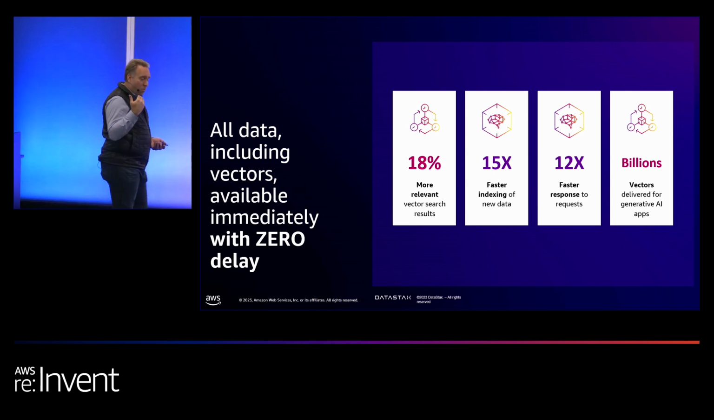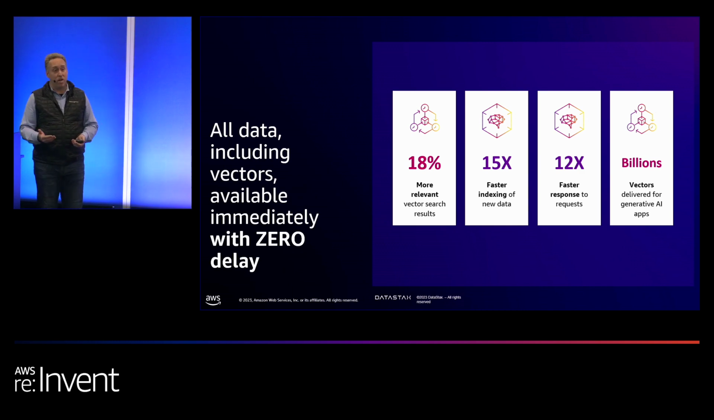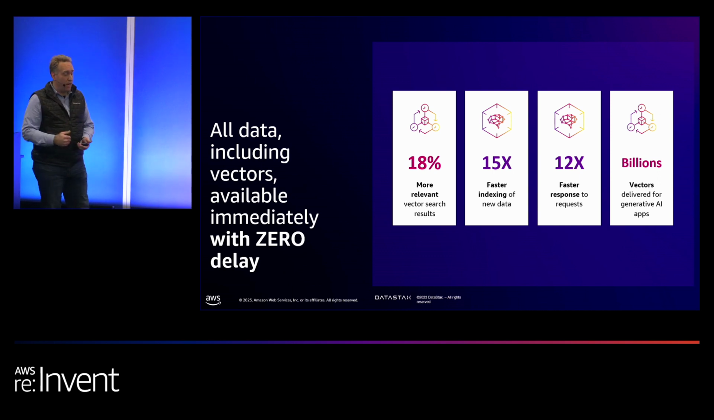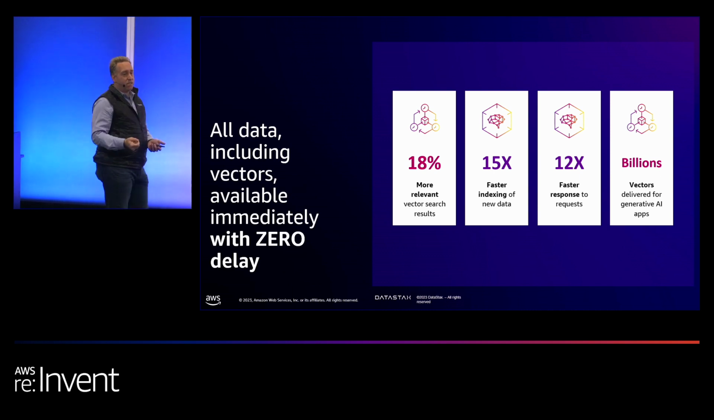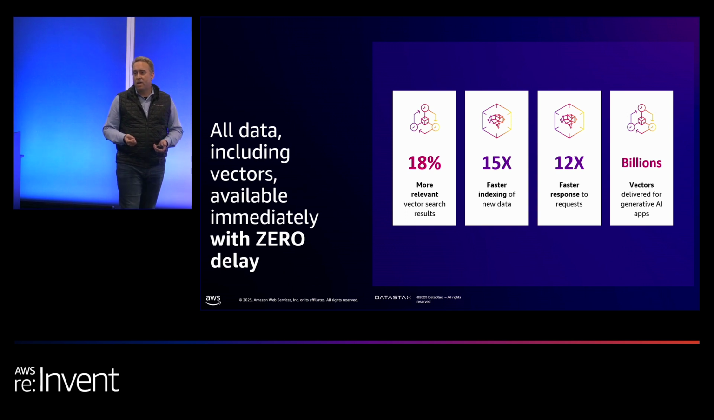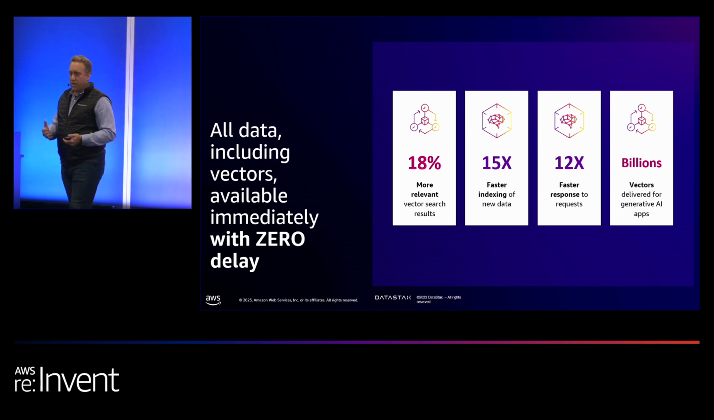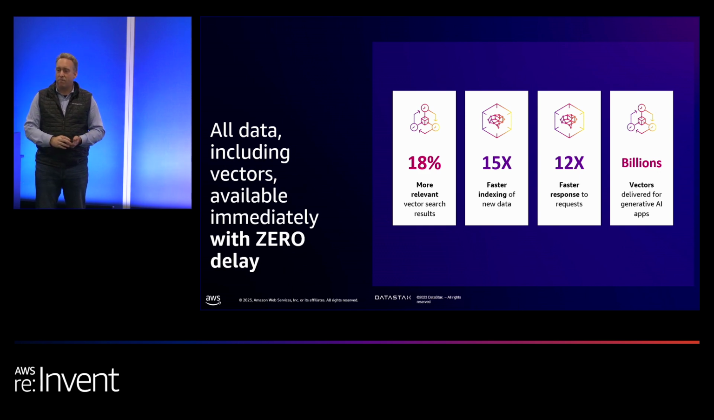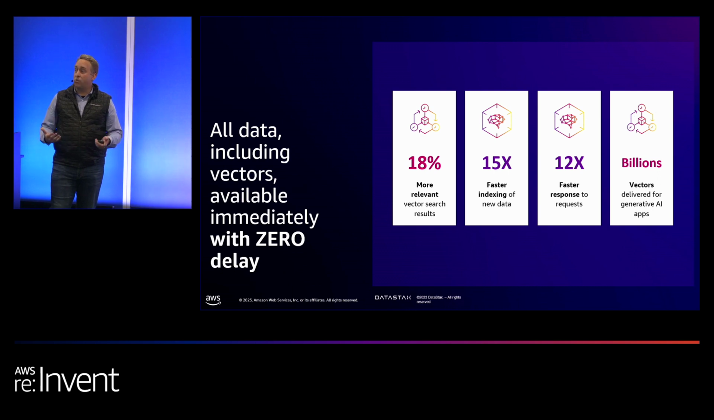And so what we've seen is 18% more relevant, more accurate information provided, 15 times faster indexing compared to other vector databases and embedding models on the market, and more importantly, 12x the performance for querying that data. So if you've got an application where you're looking at scale, or if you're looking at deploying a generative AI type of approach, we would love to have more of a conversation around how you do that.